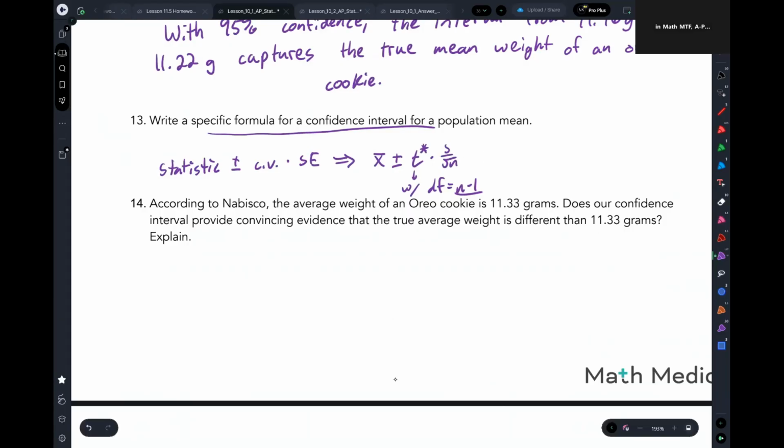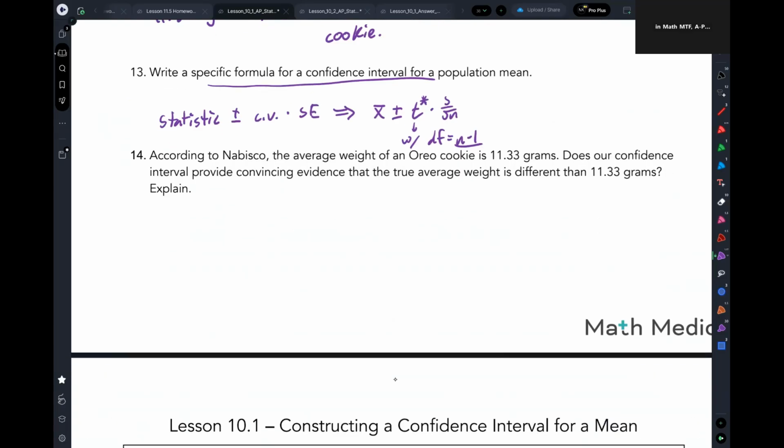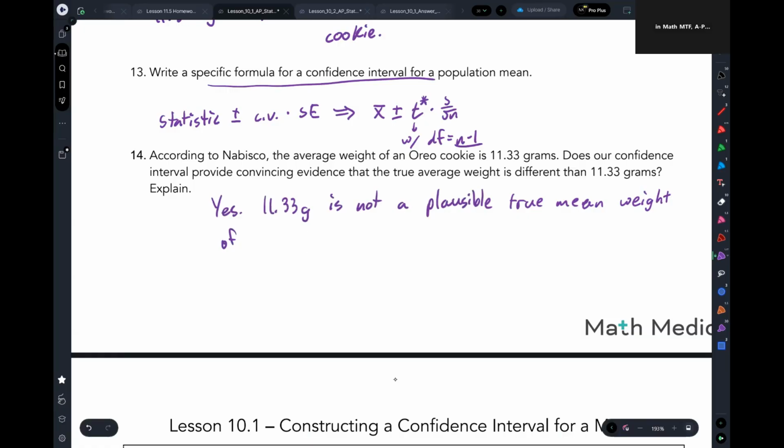And there's my formula. I don't need anything else. So according to Nabisco, the average weight of an Oreo cookie is 11.33 grams. Does our confidence interval provide convincing evidence that the average weight is different? The answer is yes. 11.33 grams is not a plausible true mean weight of the cookies, of Oreos, I should say, since that is not captured by the interval.